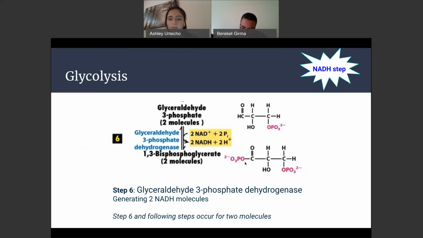Also keep in mind that steps 6, 7, 8, 9, and 10 will occur twice. You know how we started with glucose, the 6 carbons? We've broken it down to glyceraldehyde 3-phosphate, which is a 3-carbon molecule, and there's 2 molecules of that. So every starting material, byproduct, and product will have 2 versions of it. That's why it says in parentheses 2 molecules, 2 NADH, 2 NAD+, and 2 NADH.